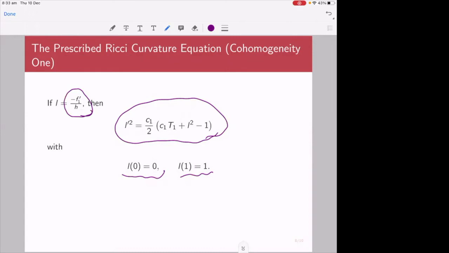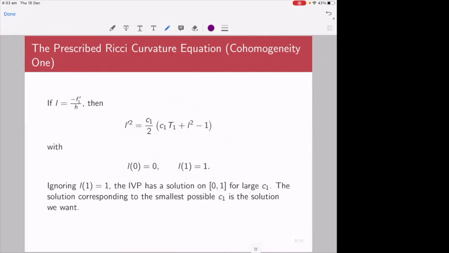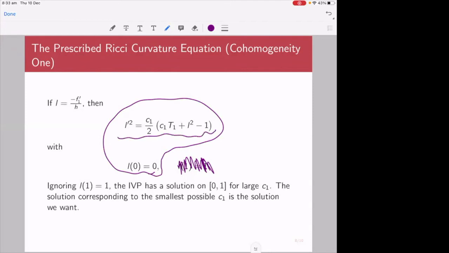Okay, so how do we solve this problem? Presumably this is much easier to solve than the full equations we saw on the previous slide. So how does one go about solving this? Well, the way to do this is to sort of ignore this condition for the moment and just think about this initial value problem. You've got a first order ordinary differential equation. You're starting at L0 equals 0. In order to make this look more like a first order ordinary differential equation that we're used to, we'd have to go L prime is equal to the square root of some stuff.